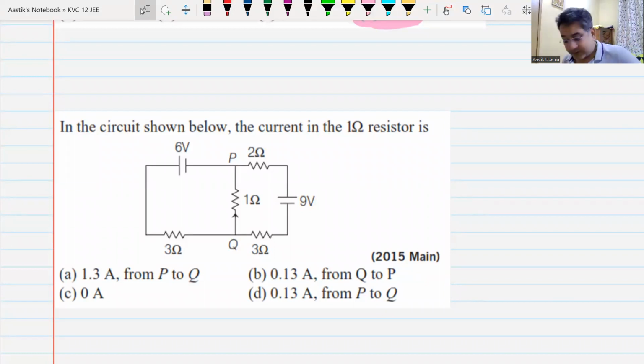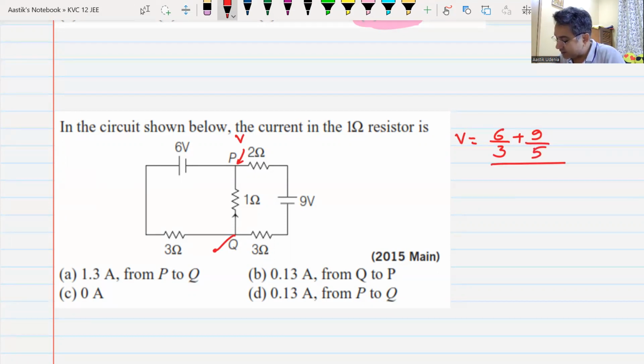Everyone got option B, or someone is getting a different answer? How are we supposed to do this? Let me call this point as 0. Let me call this point as V. So I can just write the equation simply. This V will be equal to 6 divided by 3 plus 9 divided by, I think it is 3 plus 2, 5, divided by 1 by 3 plus 1 by 1 plus 1 by 5. Yes or no?